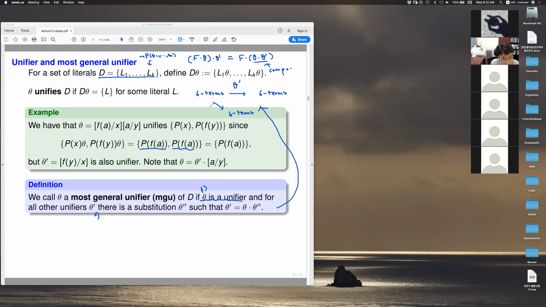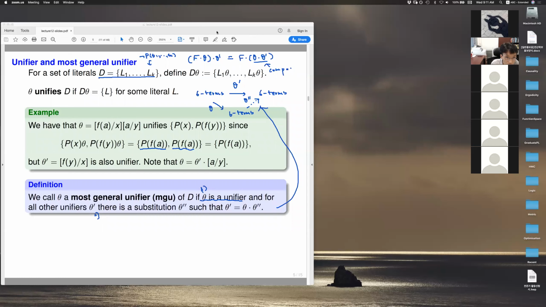So if theta is the most general unifier, whenever we have a substitution theta prime that makes everything in D the same, then there always exists a substitution theta double prime, such that if you compose theta and theta double prime, that's the same as theta prime. So people use the phrase: theta prime factors through theta. That's because it can be obtained by first applying substitution theta and then applying something else. Okay, so that's the definition of most general unifier.